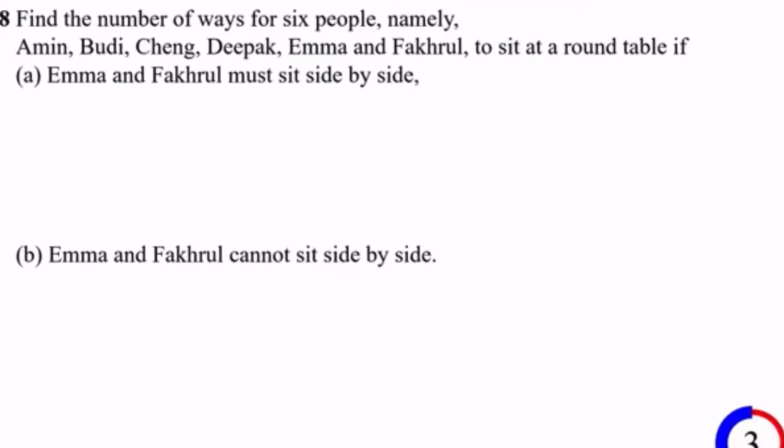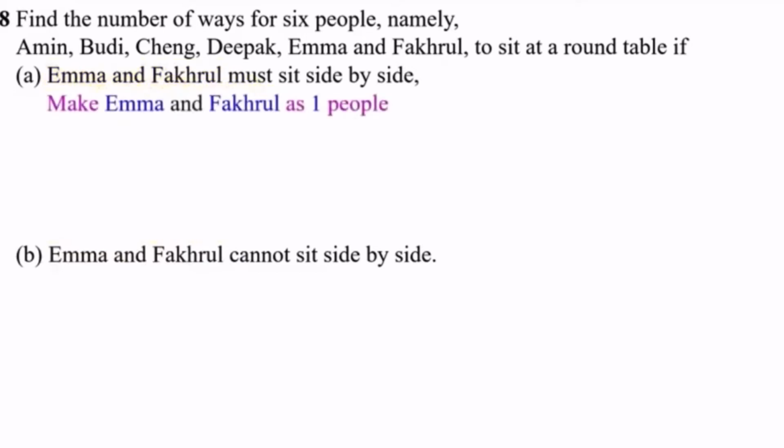Question number 8. Find the number of ways for 6 people, namely Amin, Budi, Chang, Deepa, Emma, and Fakru, to sit at a round table if Emma and Fakru must sit side by side. Let's have a look. Make Emma and Fakru as one person, meaning that we are going to tie them up into one person. So that means the number of objects now becomes 5.